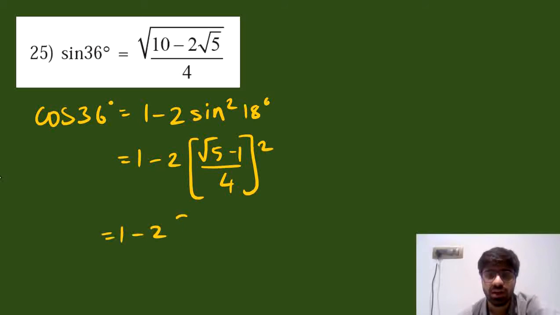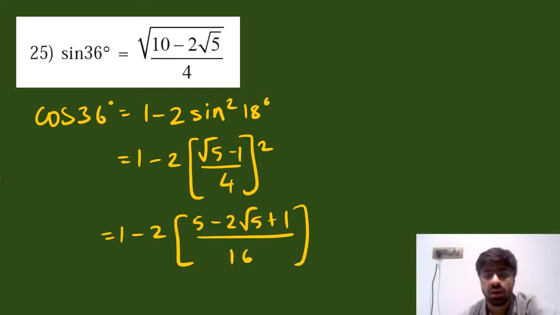So this will be 1 minus 2, 5 minus 2 root 5 plus 1 the whole divided by 16. 5 plus 1 would be 6. You can pull out a 2 common and cancel it with a 2 in the denominator, giving you an 8 here. And here it would be 3 minus root 5. This 2 gets cancelled with the 8 here, giving you a 4.